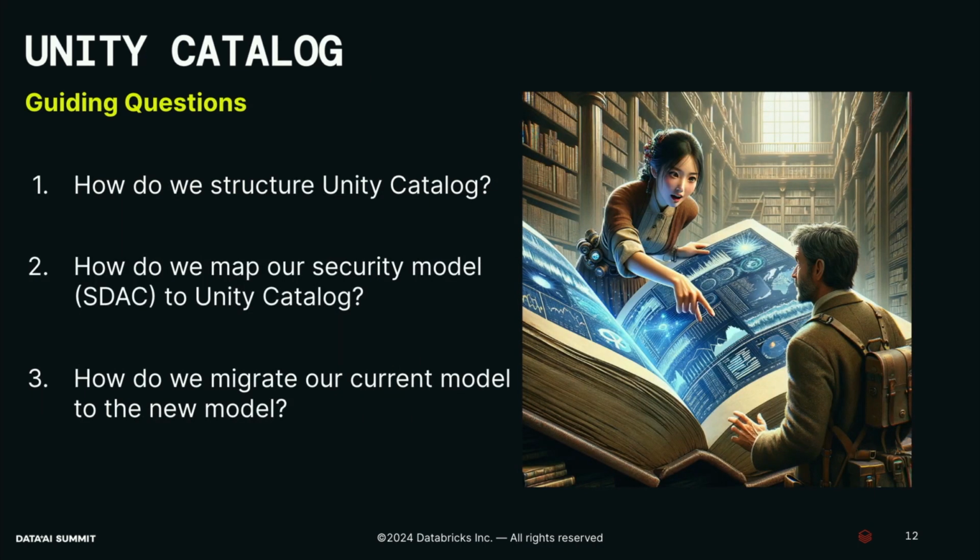So, okay, then it's simple. So there are only 3 questions. Yeah? How do we structure Unity Catalog? How do we map our security model to it? And the last question is, how do we migrate our current model to the new model? Yeah? That's it. But you will see that these questions are not as simple as it looks, and this is what I will talk about.